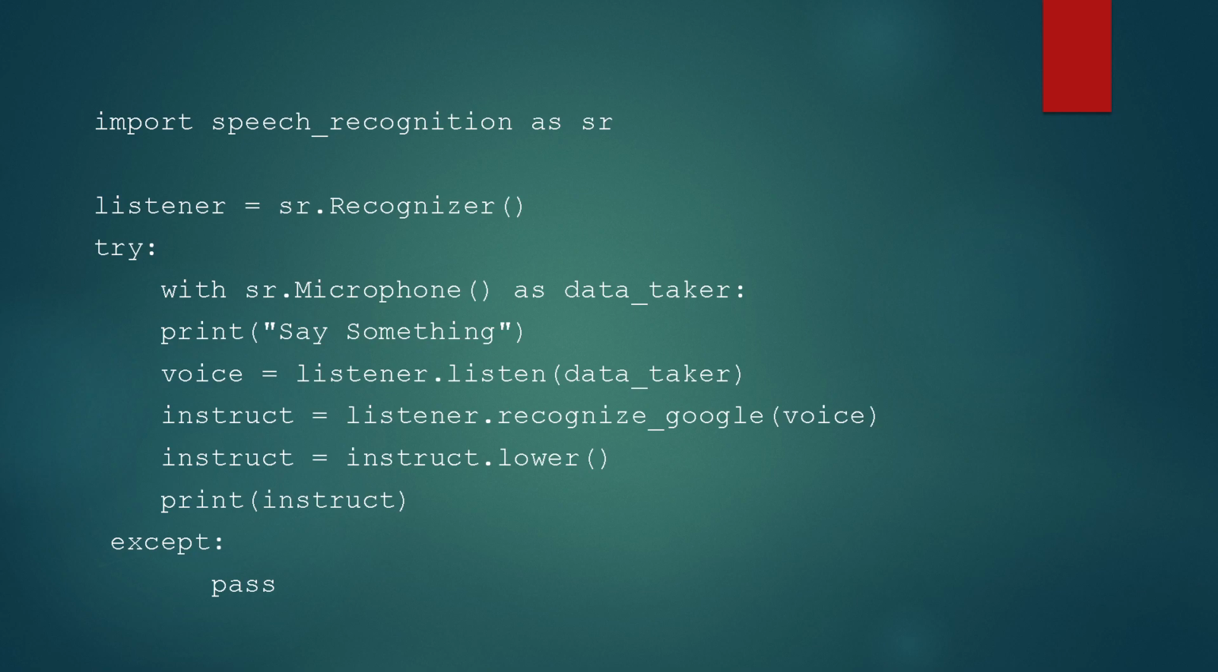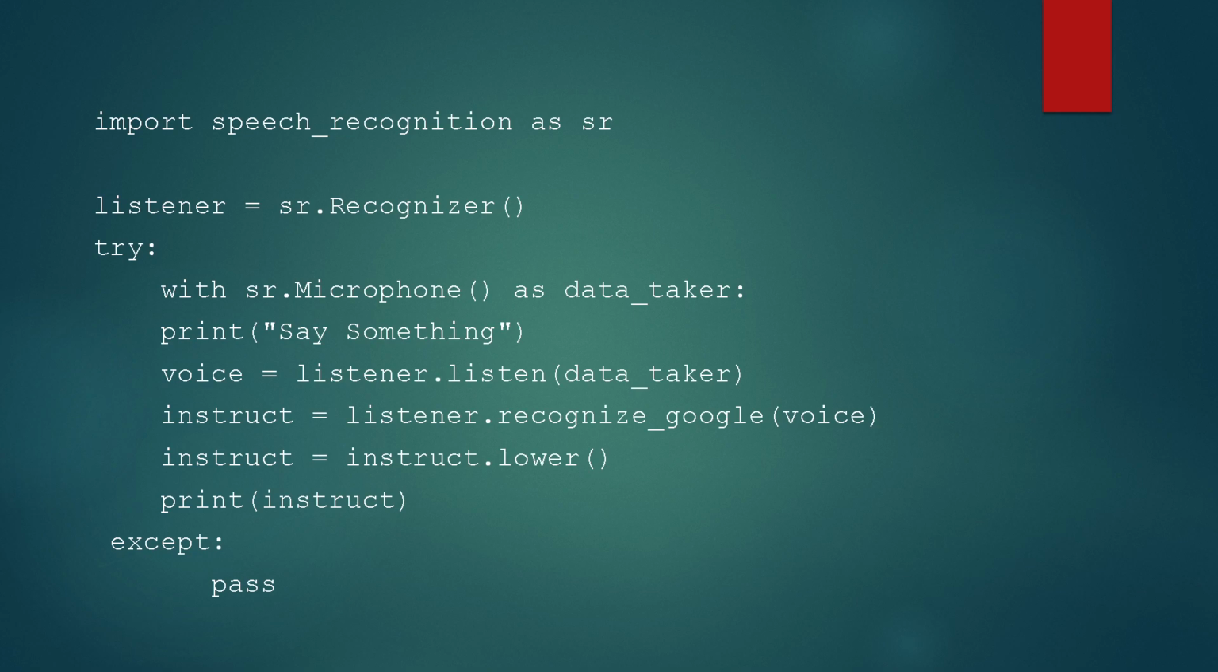voice is a variable where listener.listen(data_taker) stores whatever we speak; it is stored in data_taker and assigned to voice. instruct = listener.recognize_google(voice). Google is a function which extracts the required data from Google. Voice is a temporary variable that we have used to assign what we have spoken earlier. All this will also be assigned to another temporary variable, that is instruct. So instruct is holding what we have spoken, as well as the Google search result.